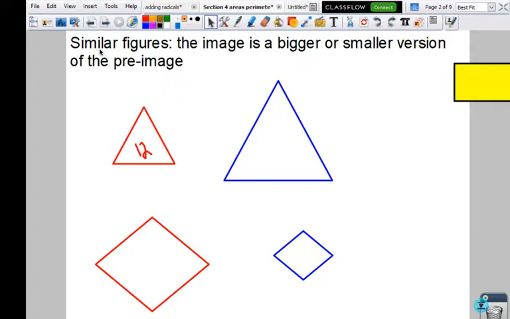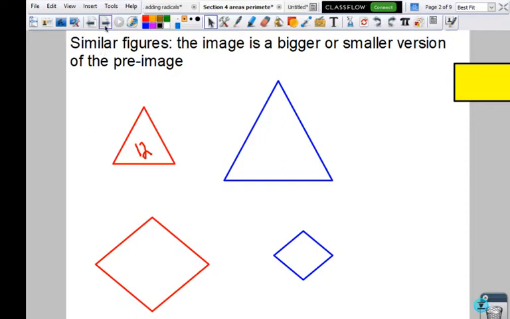Similar figure to the image. Oh, sorry, just a bigger and smaller version of the pre-image. I also did this. Would you be scared to drive in NASCAR? Oh my god, we're doing a lesson.